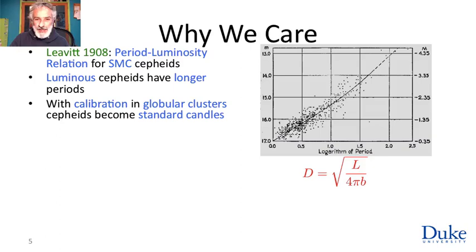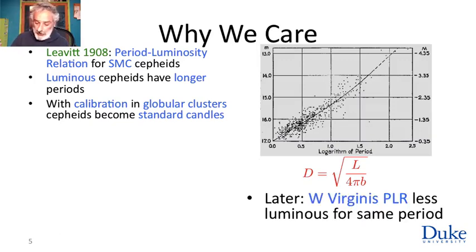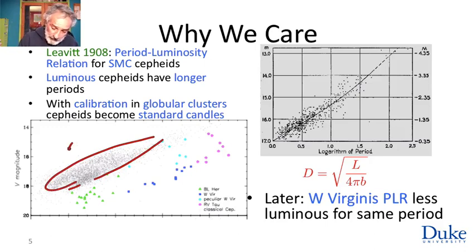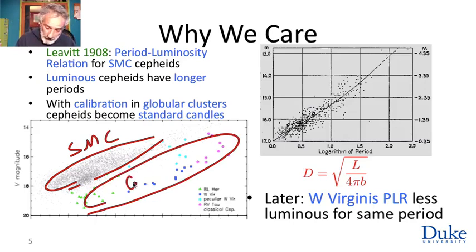Now, it turns out a little bit later that these are population 1 Cepheids in the Large Magellanic Cloud. In globular clusters, we find population 2 Cepheids, or W Virginis variables. Those have a period luminosity relation, but at the same period, the globular cluster population 2 Cepheids are less luminous. So what we have here is a recent paper which made this comparison. We have here the scatter plot. These are the Small Magellanic Cloud Cepheids, the same ones that Leavitt measured. And down here are globular cluster Cepheids, or population 2 Cepheids.